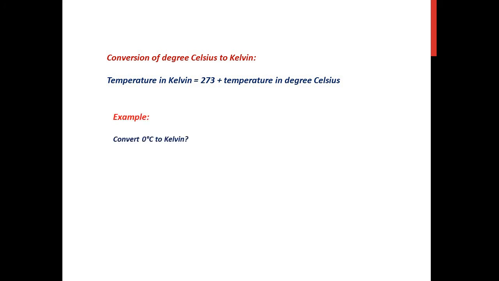Now let us do some examples. First one is convert 0 degrees Celsius to Kelvin. To do this, we just have to add 273 to 0 degrees Celsius. Then we get the answer as 273 Kelvin. So 0 degrees Celsius is equal to 273 Kelvin. Next one is convert 100 degrees Celsius to Kelvin. Here we get the answer as 373 Kelvin. Like this, we can convert degrees Celsius into Kelvin scale of temperature and vice versa.